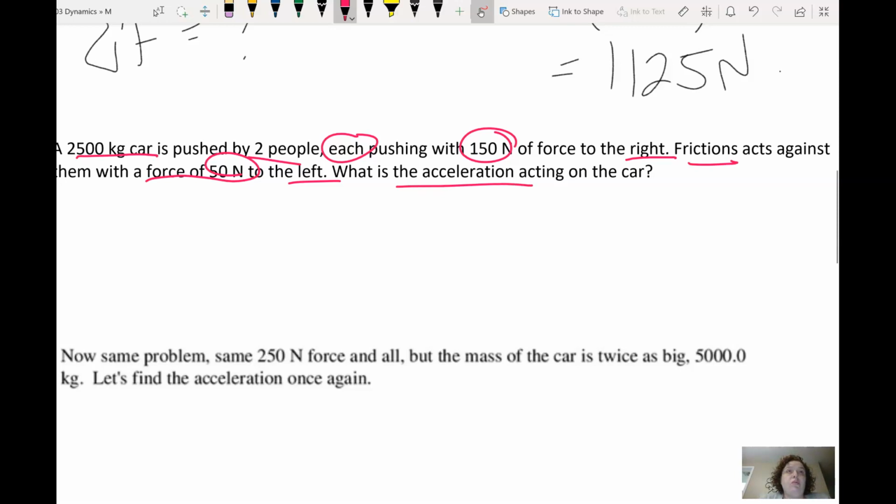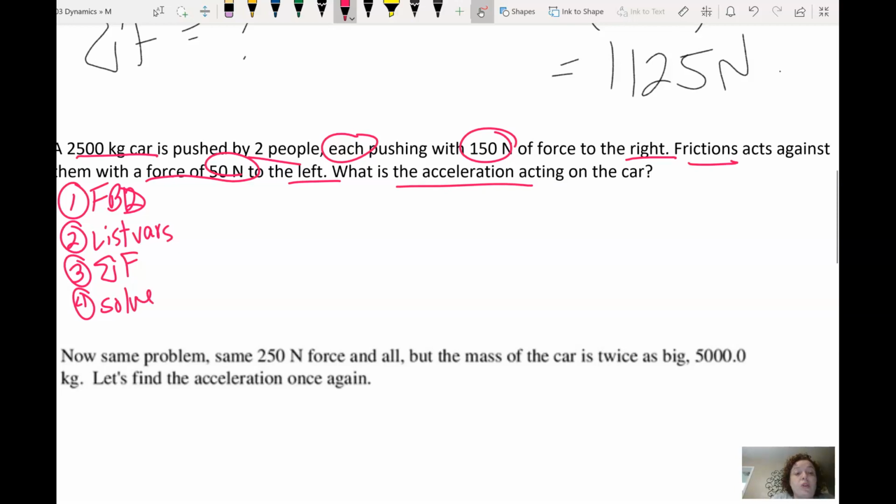All right, so now that we have more than one force acting, here's where a process is going to help. Step 1, free body diagram. Step 2, list variables. Step 3, solve for net force. Step 4, solve the problem. So that's what we're going to do.